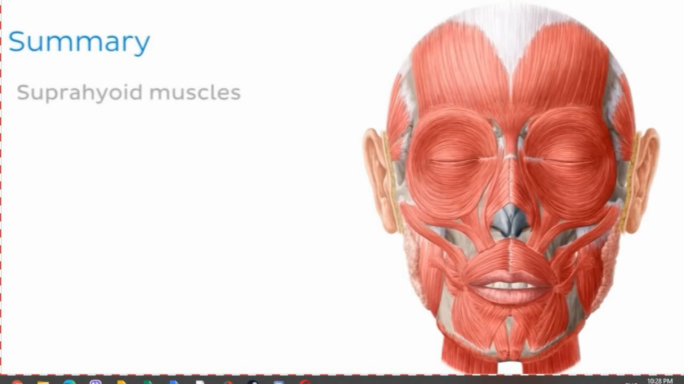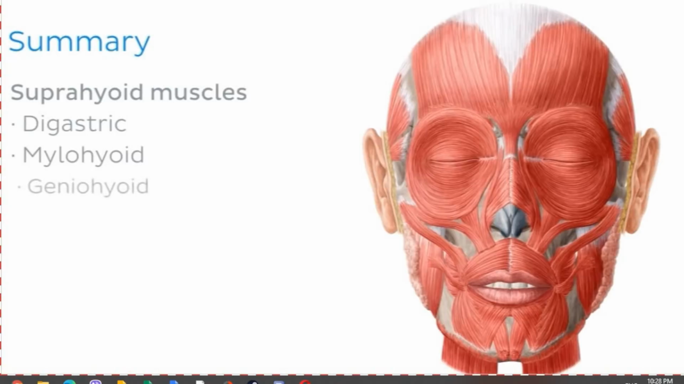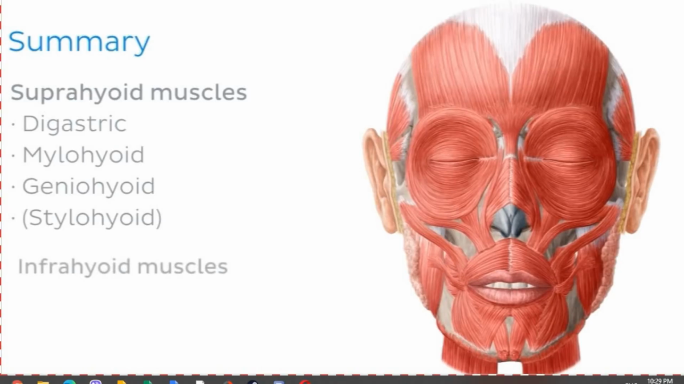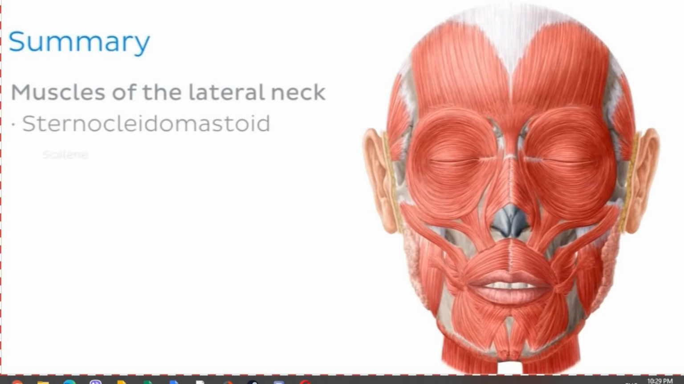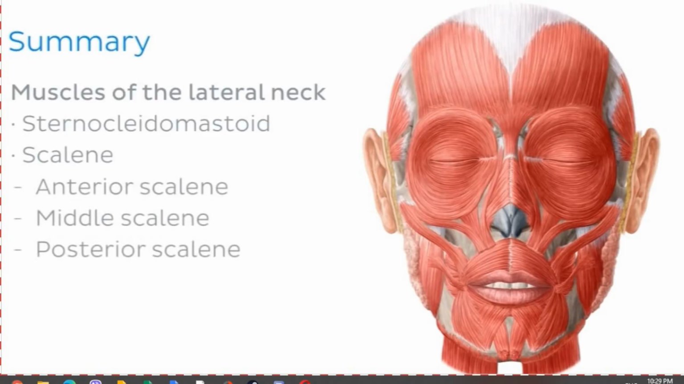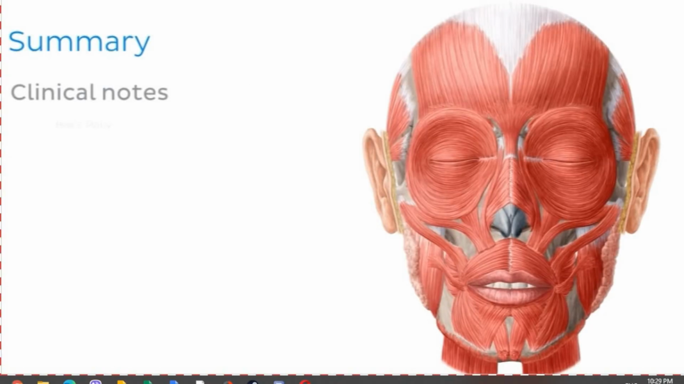We also looked at the suprahyoid muscles, including the digastric muscle, the mylohyoid, the geniohyoid, and remember that the stylohyoid, although part of the suprahyoid muscle group, was not discussed in this tutorial. The main infrahyoid muscle we looked at today was the omohyoid muscle. And finally, in the last group of muscles, the muscles of the lateral neck, we looked at the sternocleidomastoid muscle, the scalene muscles, which included the anterior, middle, and posterior scalene muscles, as well as the platysma. For our clinical note, we looked at Bell's palsy, a one-sided paralysis of the face.